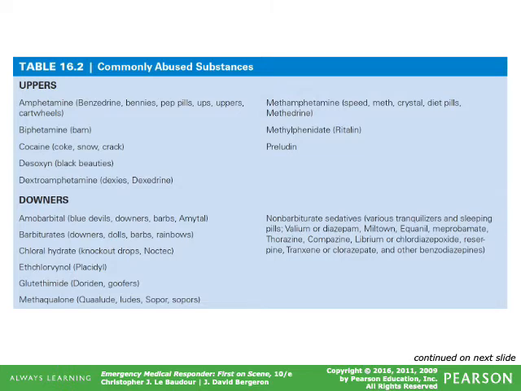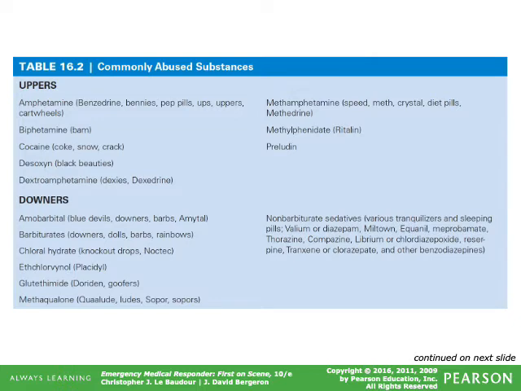Some examples include Biphetamine, BAM, cocaine, also known as coke, snow, or crack, Dexedrine, which is also known as black beauties, dextroamphetamine. This includes Dexies and Dextrines. Methamphetamine. This is also known as speed, meth, crystal. This also includes diet pills. Methylphenidate. This is also known as Ritalin, Preludin.